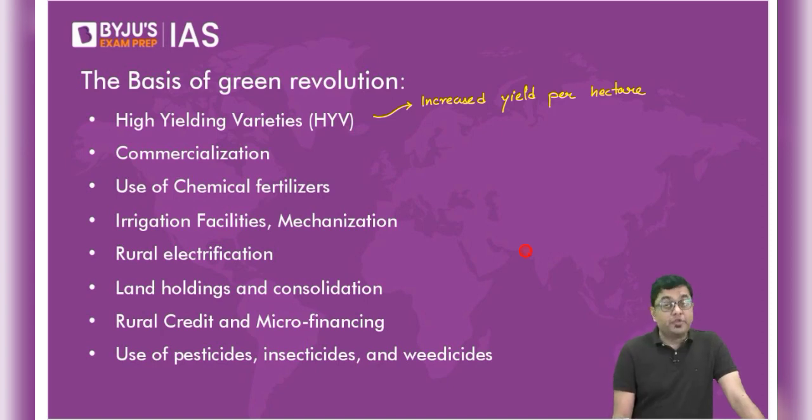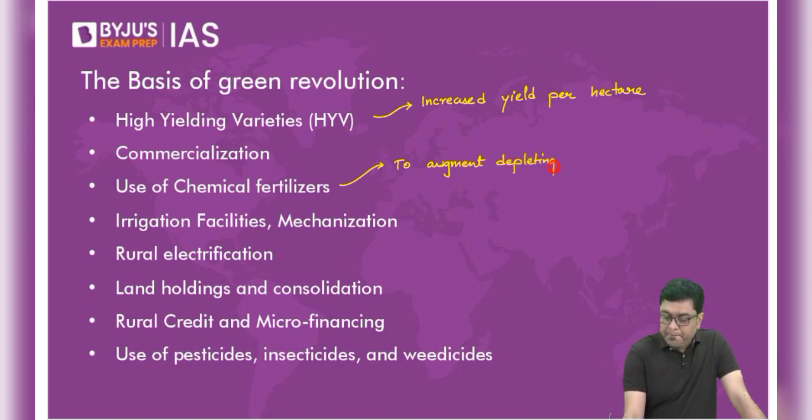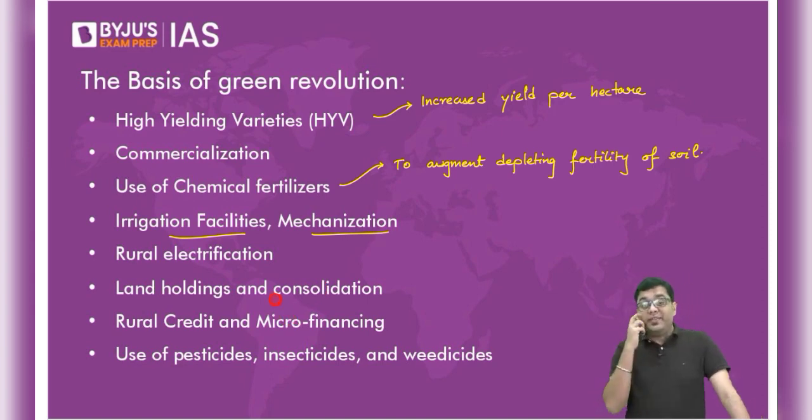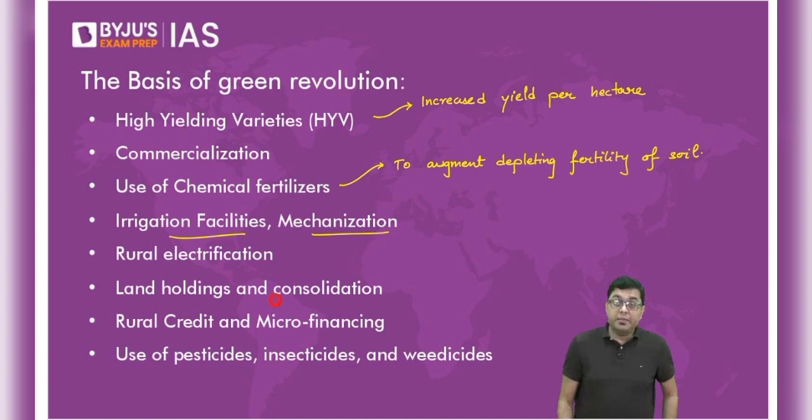Use of chemical fertilizers to augment the depleting fertility of soil, right? Okay, irrigation facilities, mechanization, rural electrification, consolidation of land holdings. That was the land reform, which was a major step required after independence, whereby certain people had very large land areas where many people were landless.